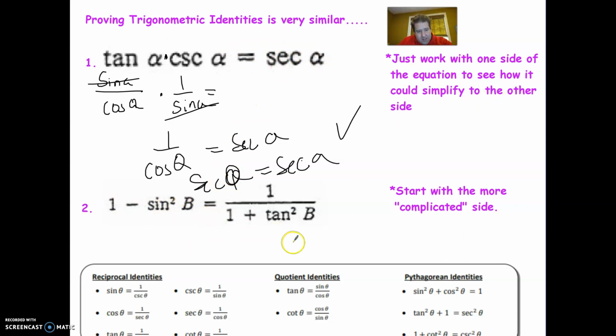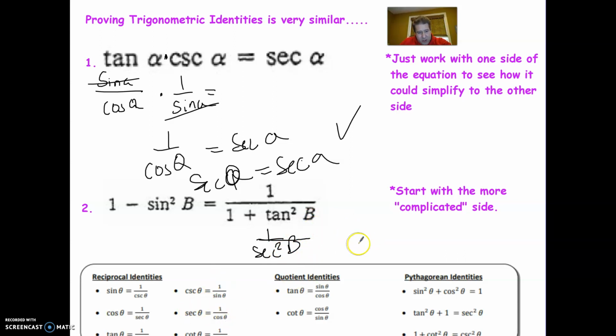Okay, so 1 minus sine squared of b. I'm going to leave that side alone because it looks a little bit simpler, and I'm going to try to make this turn into this. So 1 plus tangent squared of beta. 1 plus tangent squared is equal to secant squared, so this is basically 1 over secant squared of beta. Now secant squared of beta is the same thing as 1 over cosine.